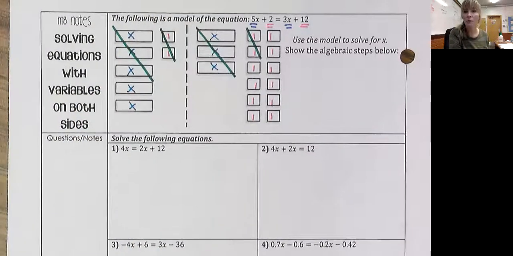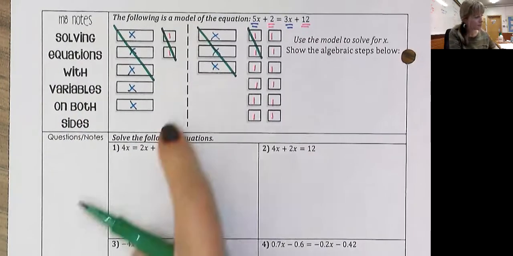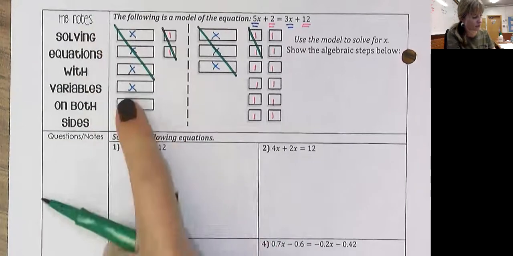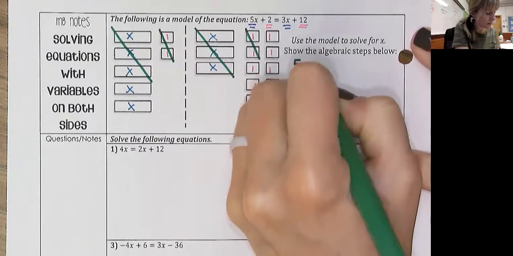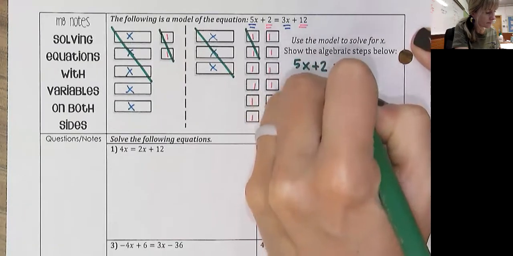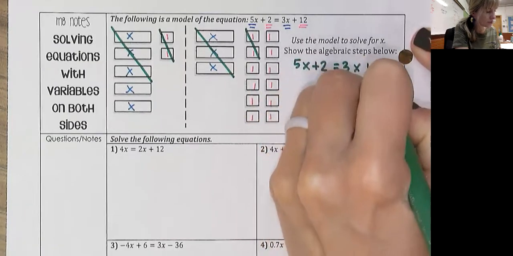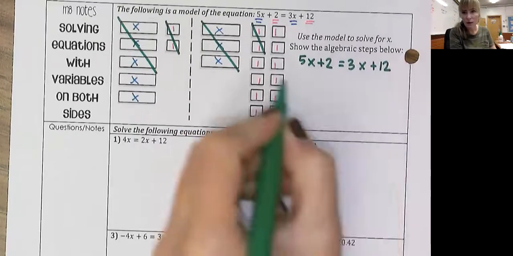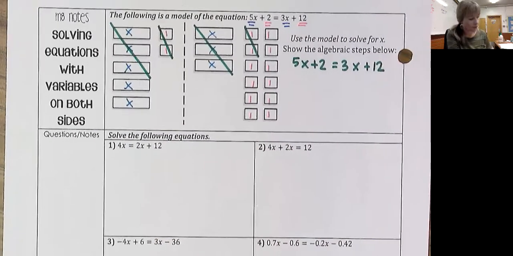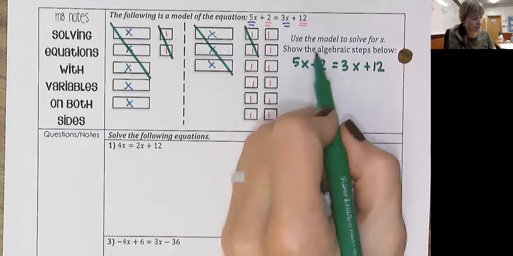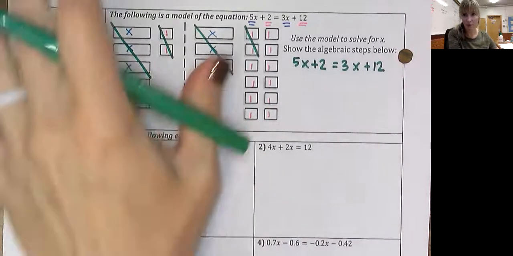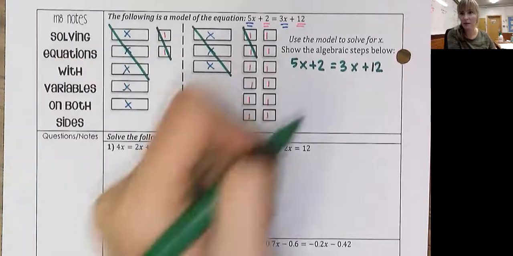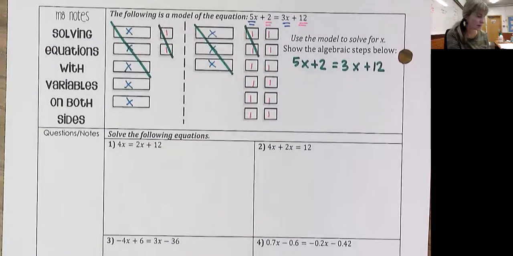And then we can look at what we have left. So over here on this side of the equation, we have 2 X's left. And I'm going to write the original. And I'm going to show algebraically what's going on with the algebra. This says show the algebraic steps. So let's look at what's going on with the algebra compared to what's going on with crossing things off here, just like you did with your chocolates task.